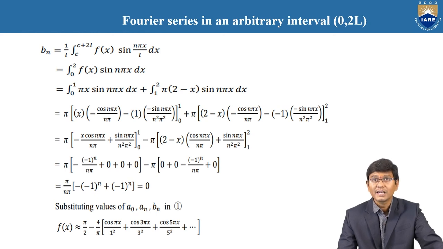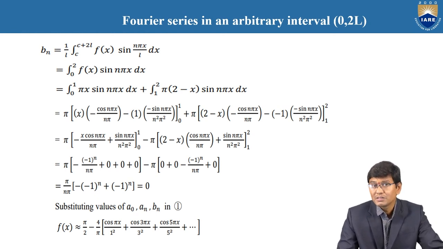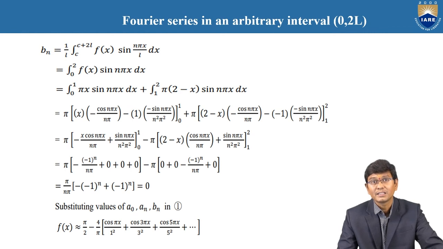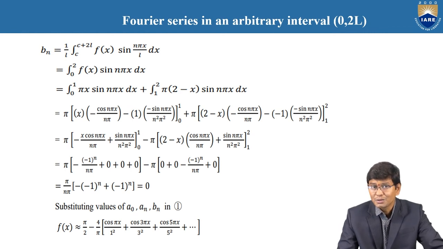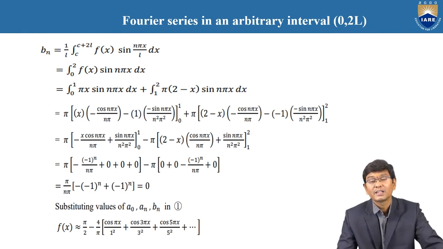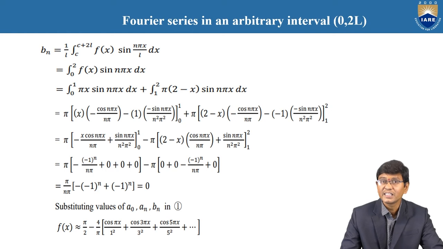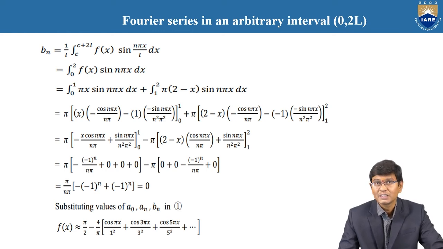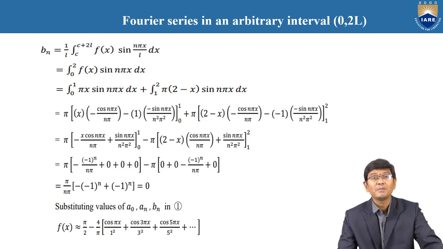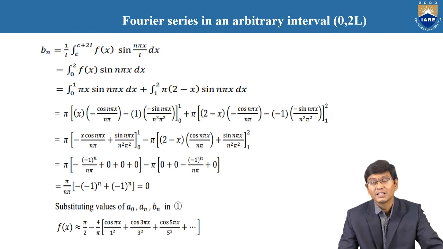And here once again we replace the limits between 0 to 2 by 0 to 1 and again the continuation 1 to 2, because the given function has two parts, 0 to 1 and 1 to 2. Between 0 to 1, the function f of x is pi x into sin n pi x into dx. And moreover, between 1 to 2, the function is pi into (2 minus x) into sin n pi x into dx only.